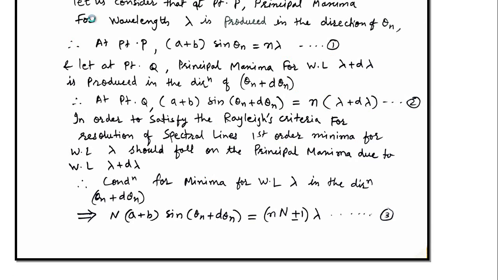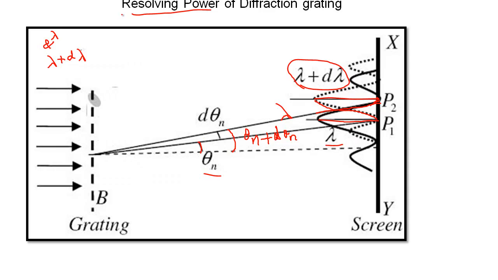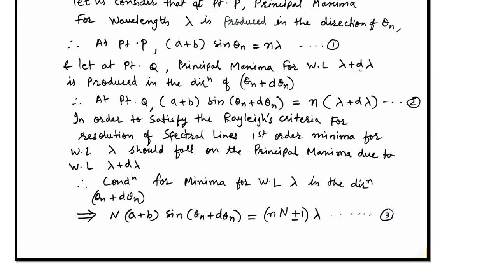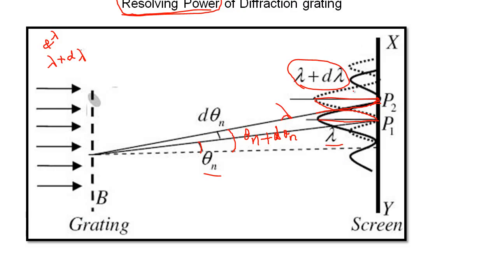So now we need to find out what is the expression for the resolving power of grating. The resolving power of grating is defined as the ratio of lambda by d lambda. So let us find out what is the value of lambda by d lambda, which is the resolving power of grating. Let us consider that at point P, the principal maxima for wavelength lambda is produced in the direction theta n. So in the direction theta n, principal maxima due to wavelength lambda is produced.